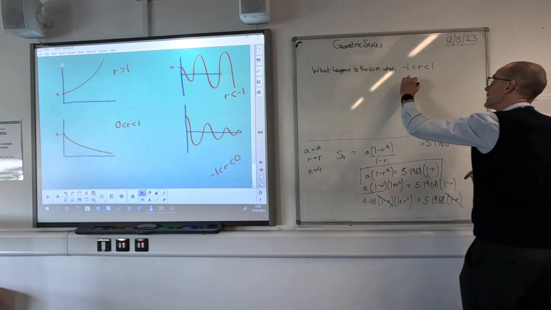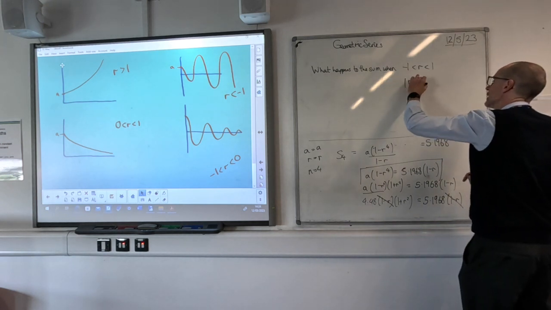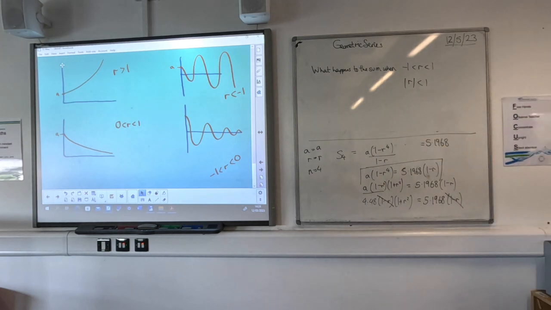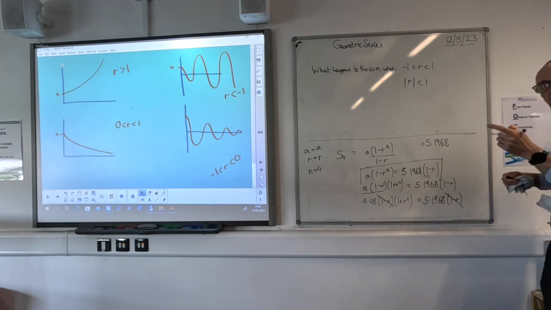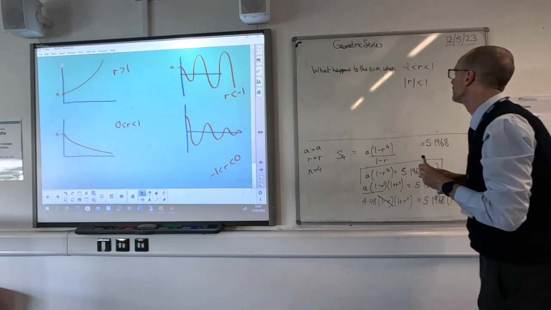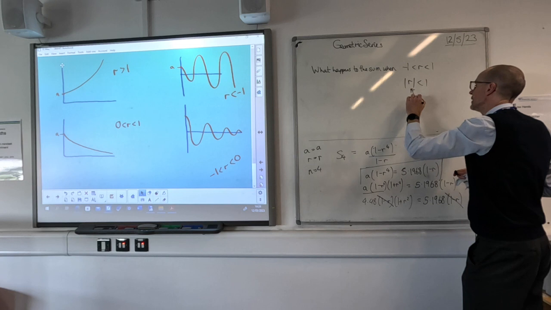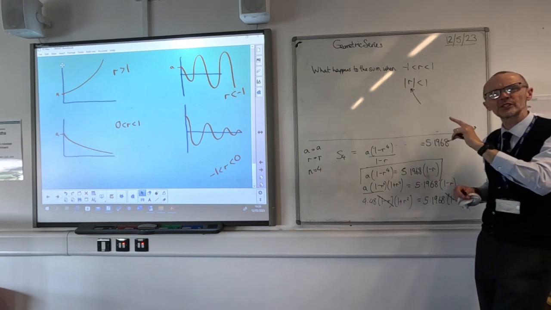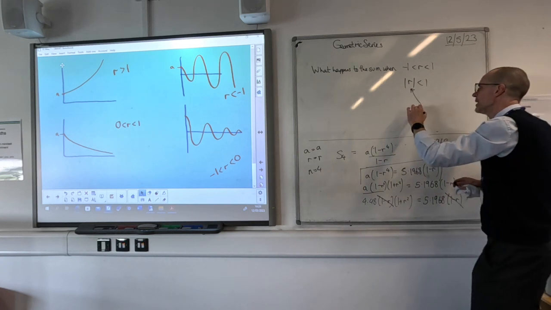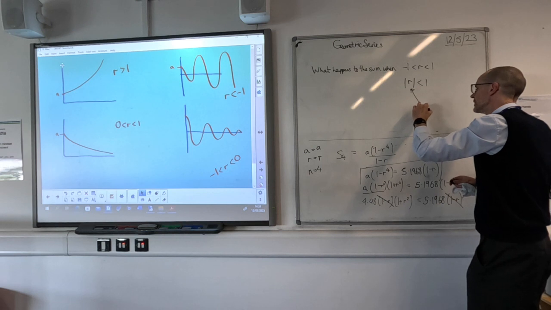And we've got another way of writing that. We can write it like that. The modulus of r means the absolute value, not positive or negative. We've used that notation elsewhere, haven't we, for the length of a vector?